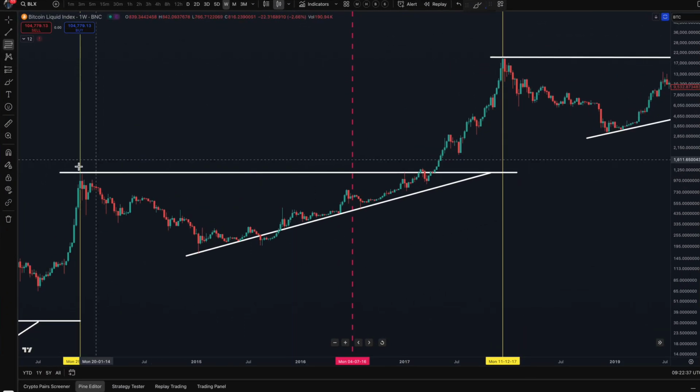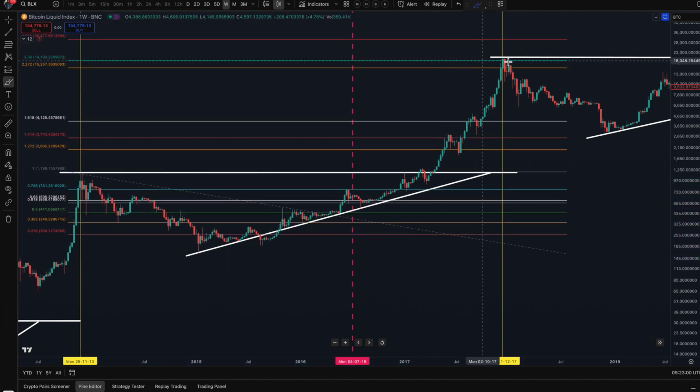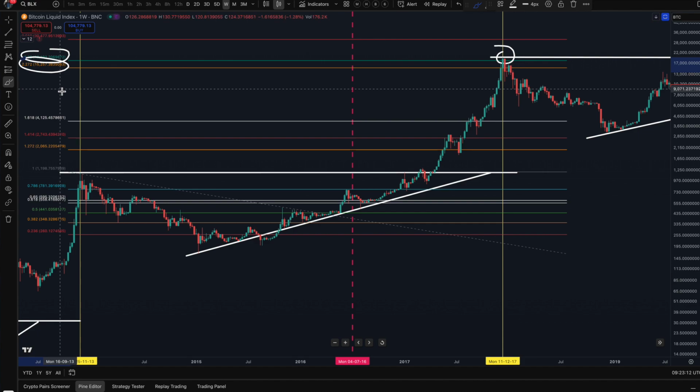And in the second cycle, if we take it from the top of the first cycle to the bottom of the bear market, and then put that across, you can see that the top of the second cycle was right at the 2.36. So this went slightly above the 2.272 level. So the first cycle was the 2.272 level. The second level was the 2.36 level.